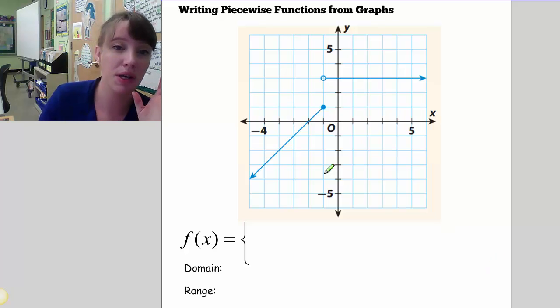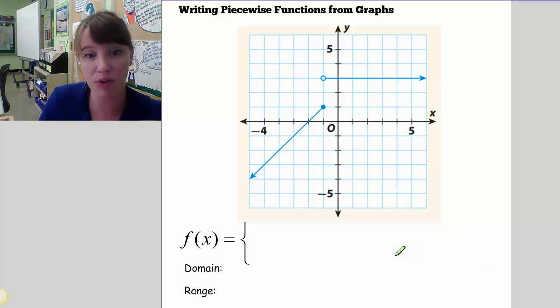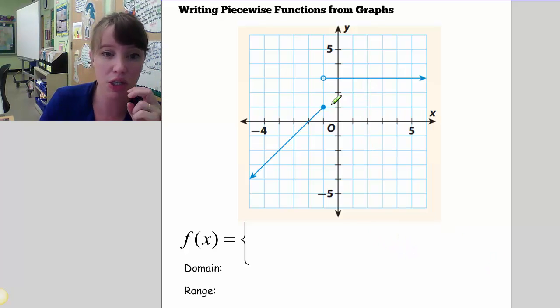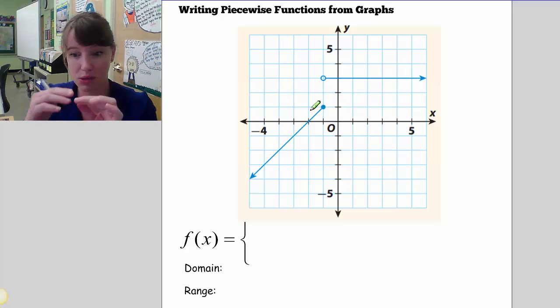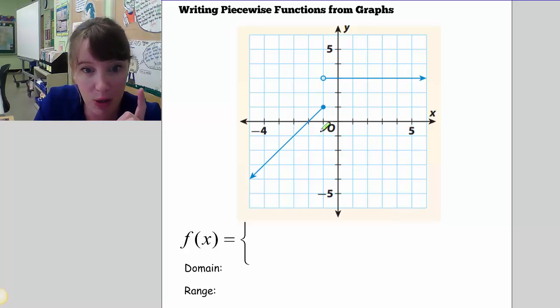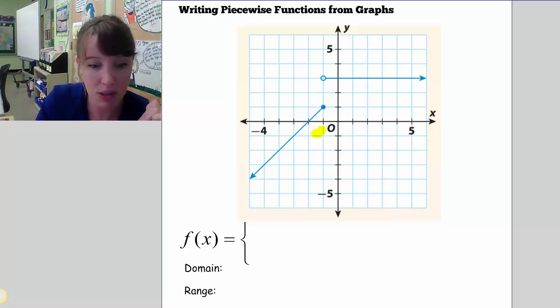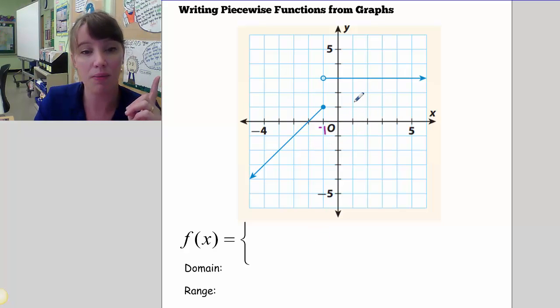Okay, if we were given a graph and we had to write a piecewise function from the graph, essentially look at your hinge value. The value that the two pieces are hinging on is the value of negative 1. So here I want to just use that as my breaking point between these two values.